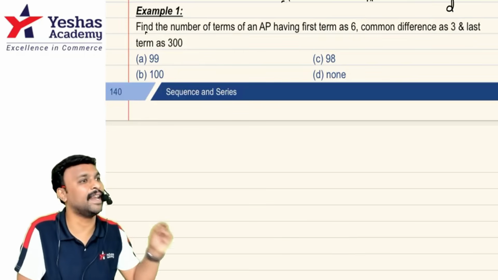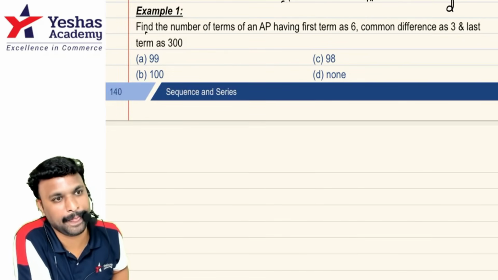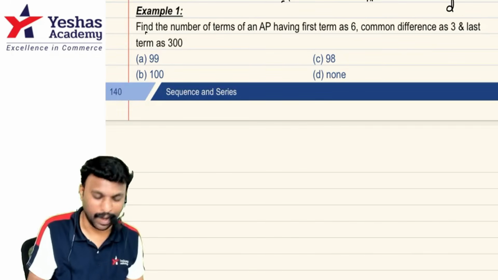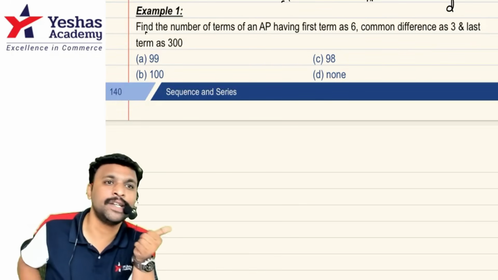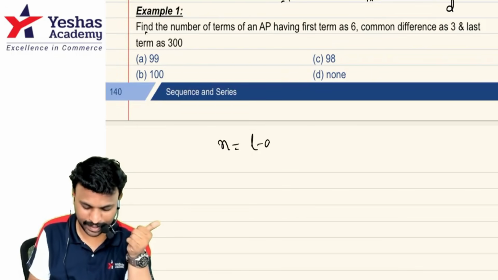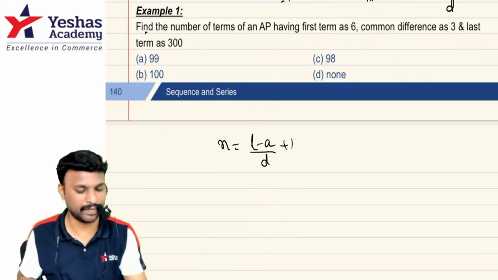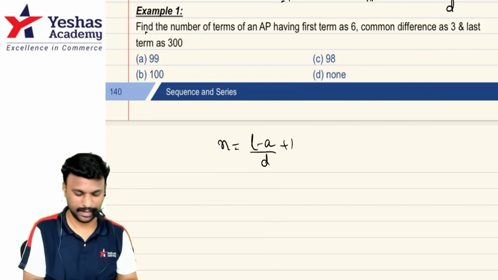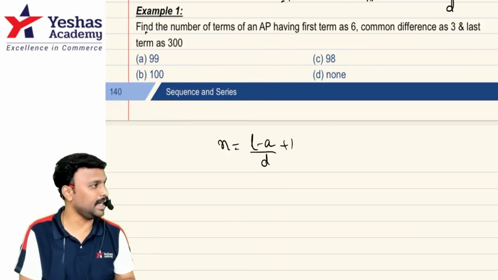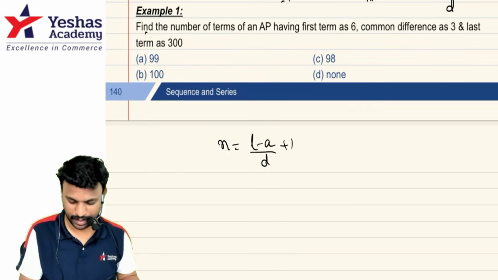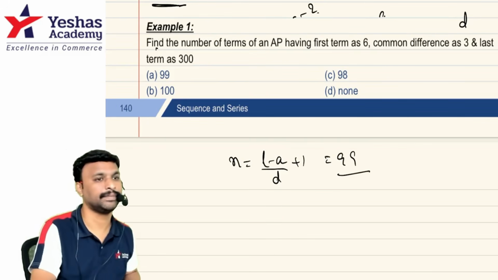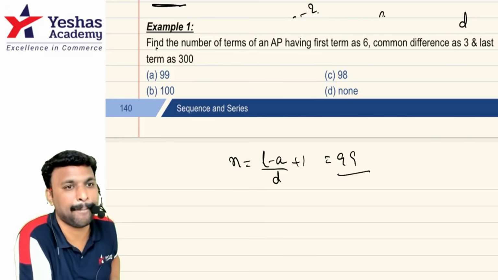Now, this is not the way you're going to solve. You're going to solve this in less than 5 seconds. So how are you going to do it? What is the unknown here? n. So it's simply L minus A by D plus 1. Everyone do this now. What is L? 300 minus what is A? 6 divided by what is D? 3 plus 1. How much? 99. It's L minus A by D plus 1.